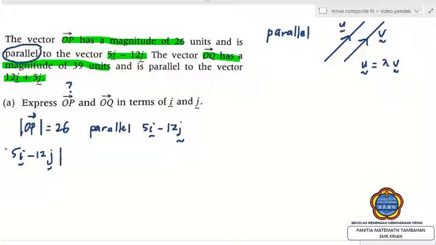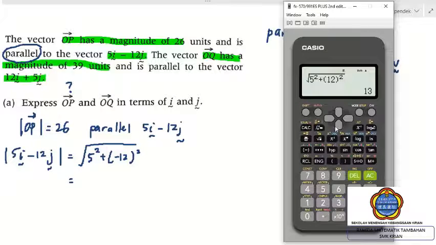Okay, for the magnitude, we put the modulo symbol, which means magnitude. Square root of 5 square plus negative 12 square is equal to, okay, use your calculator. How to use the calculator: it's like this, 5 square plus bracket negative 12 bracket square. Okay, the answer is equal to 13.